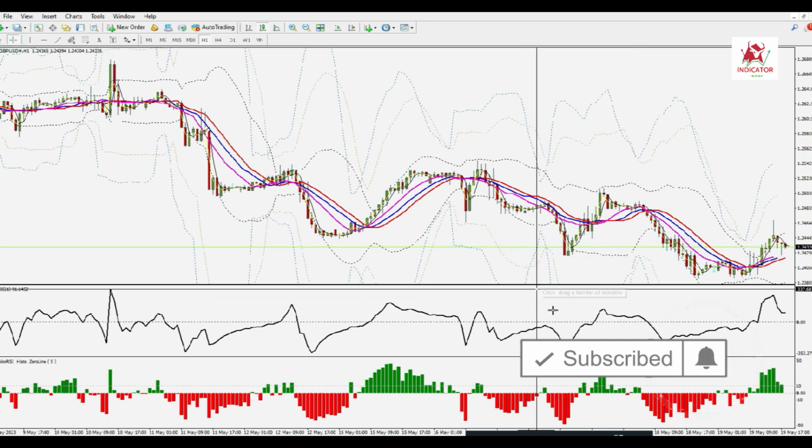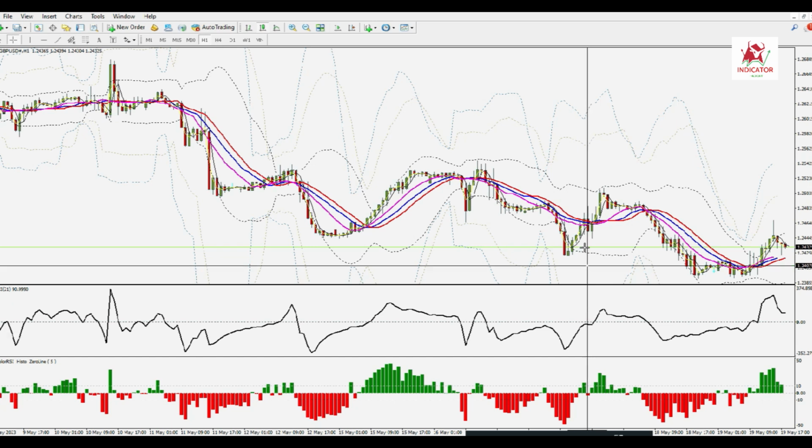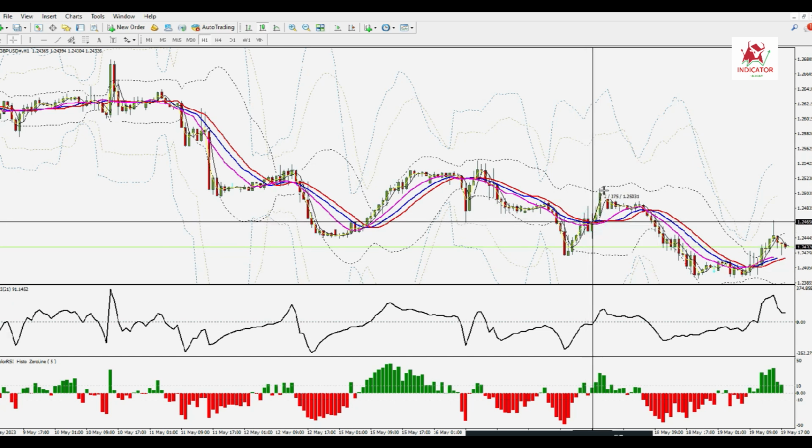Entry is made when color RSI and CCI agree. For the entry, color RSI gives a buy signal when a green bar is above the +10 level, and a sell signal when a red bar is below the -10 level. CCI equals period 21, level 0: buy when the line is above 0, sell when below 0.